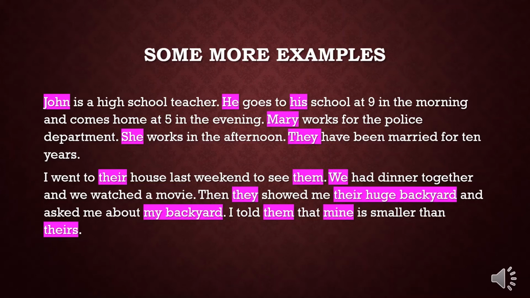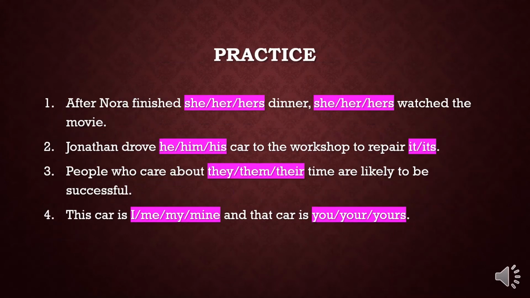So in these sentences, we can see the subject pronouns as he, she, and they. It looks like we have only one object pronoun, them. And then plenty of possessives, such as his school, their house, my backyard, their huge backyard. These are possessive adjectives. And we also have possessive pronouns such as mine and theirs at the end of the passage. Here's a small practice for you to find which cases are appropriate in these situations.